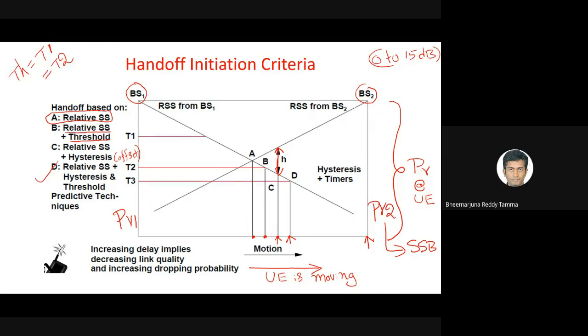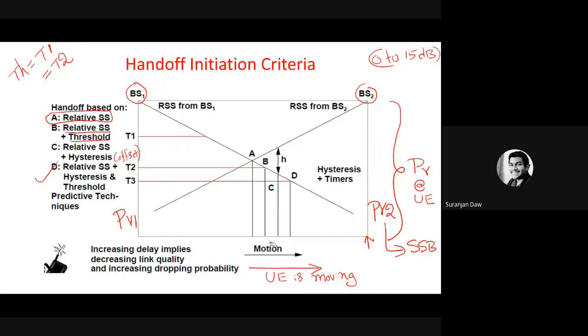Sir, if a UE is between B and C and it is connected to A, like BS1, after crossing or touching B, it gets connected to BS2. So he is between B and C, you are saying he is here. Yes. And it is connected to BS1. But when it touches C and crosses C, then it gets connected to BS2, right? No, it all depends on which algorithm you are talking about. No, this C, relative SS plus hysteresis. This C algorithm. Relative SS. Okay, C you are talking about. Yes, C algorithm.